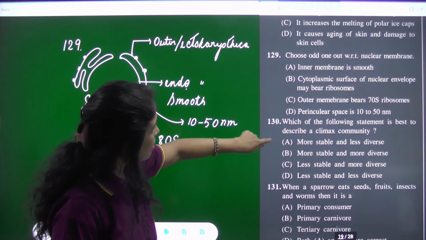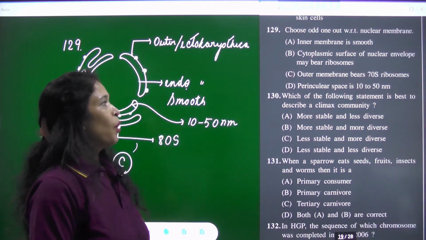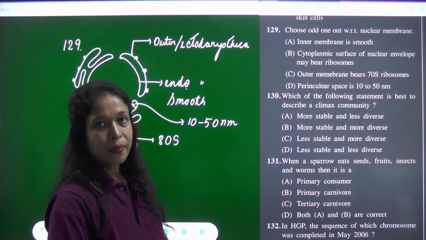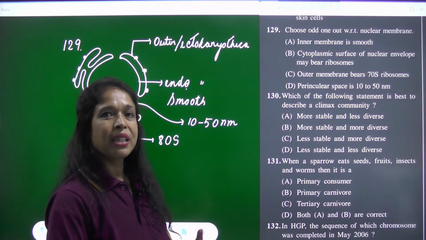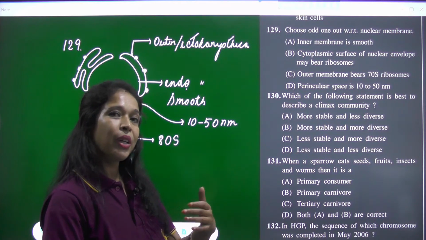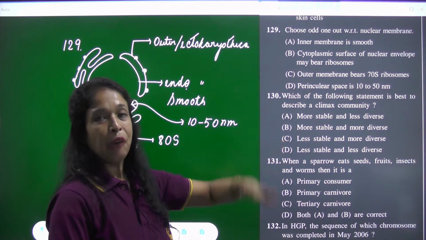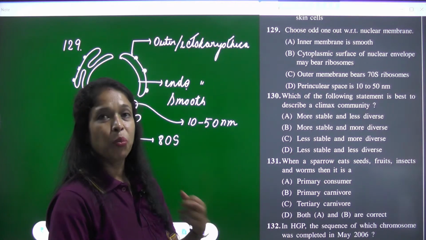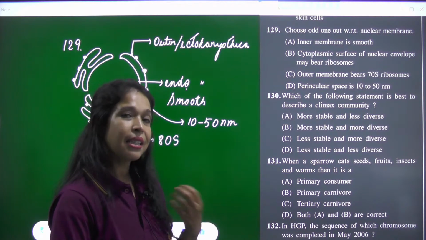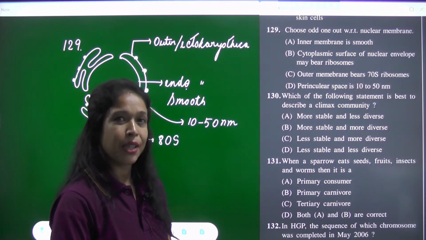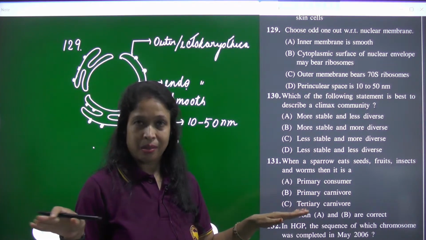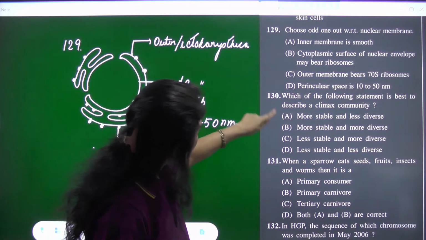Then 130 next. Which of the following statement is best to describe a climax community? So climax community, it is the ultimate community of a ecological succession, the community which is in complete harmony with the environment. It is the most stable community. We say climax, say like tree. It is the climax community of ecological succession. So trees, they are stable, they are highly diverse. Got it? So let's see what are the options.